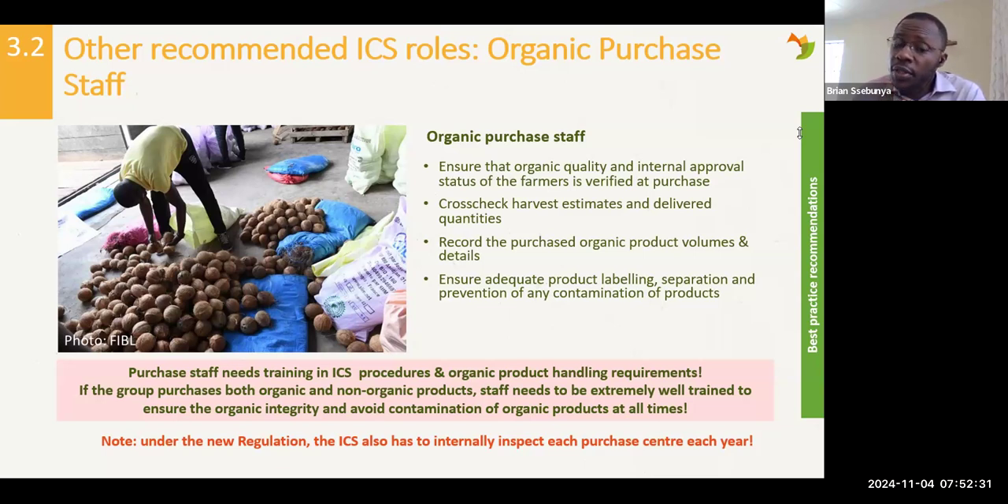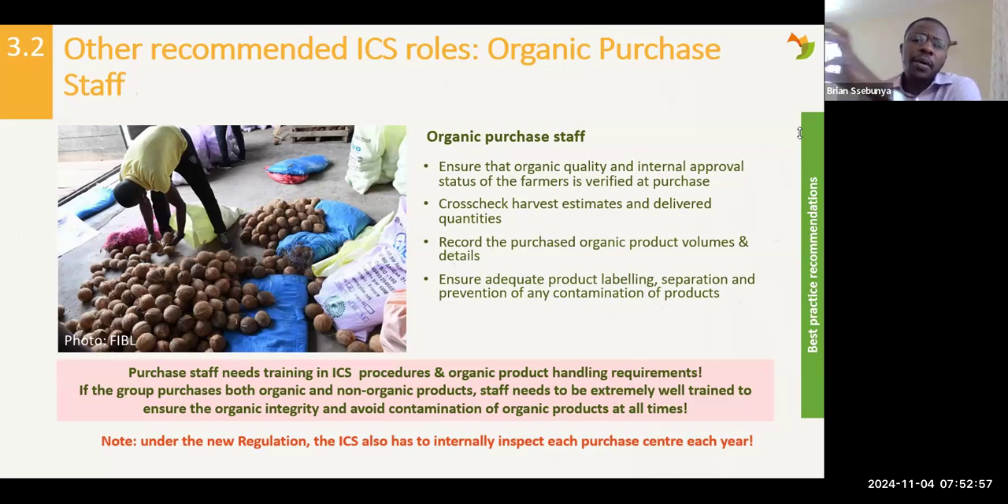What are the ICS procedures? What are the separation procedures? What are the traceability procedures to make sure that the organic integrity is protected? And especially if both organic and non-organic products are handled, which in the new regulation would not be a big risk because, as we said, the group of operators should only handle organic products. So that may not be a big risk.